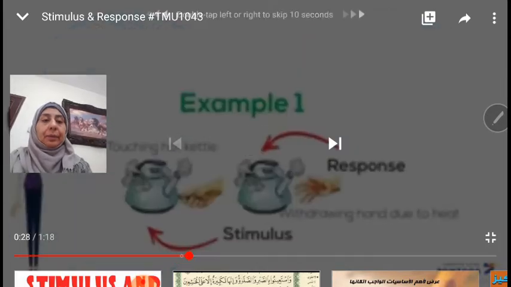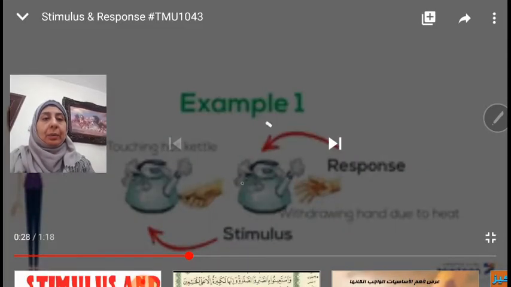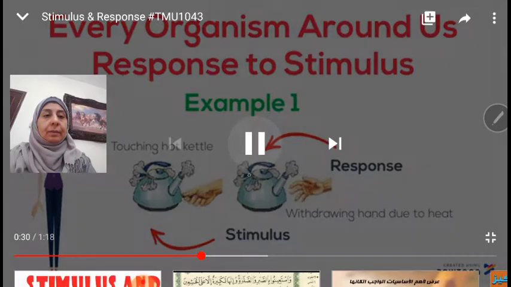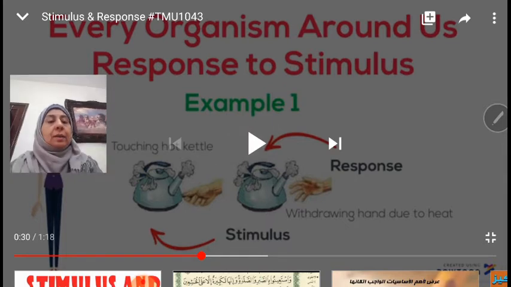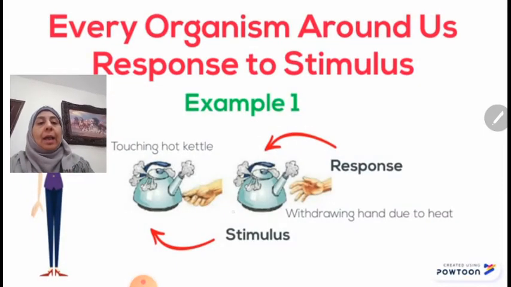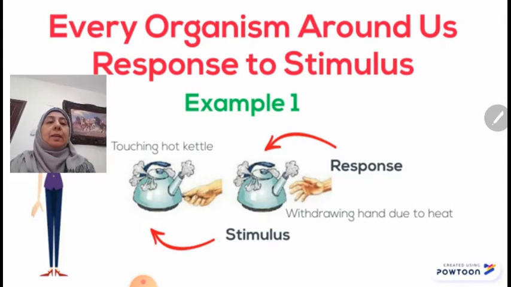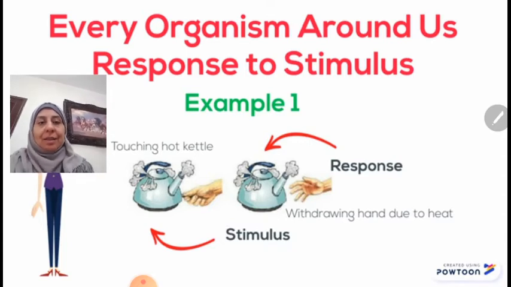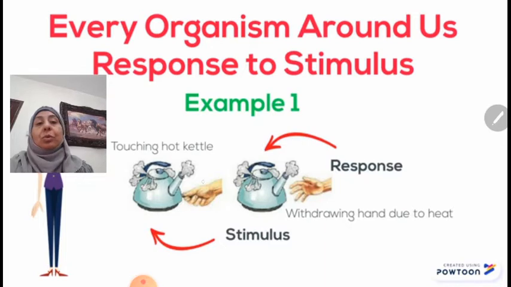Let's see an example. Example 1 shows touching a hot kettle. Touching the hot kettle causes removing the hand. So if I ask, what is the stimulus in this example? You will answer me, it is touching the hot kettle. This was the stimulus. Why is it the stimulus? Because it causes the response, which was withdrawing or removing the hand due to the heat.